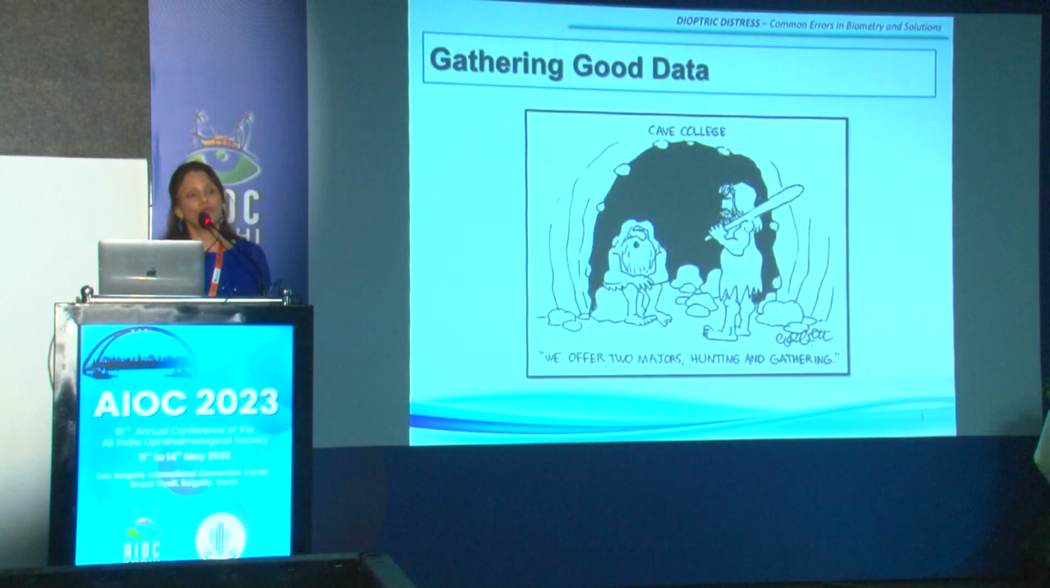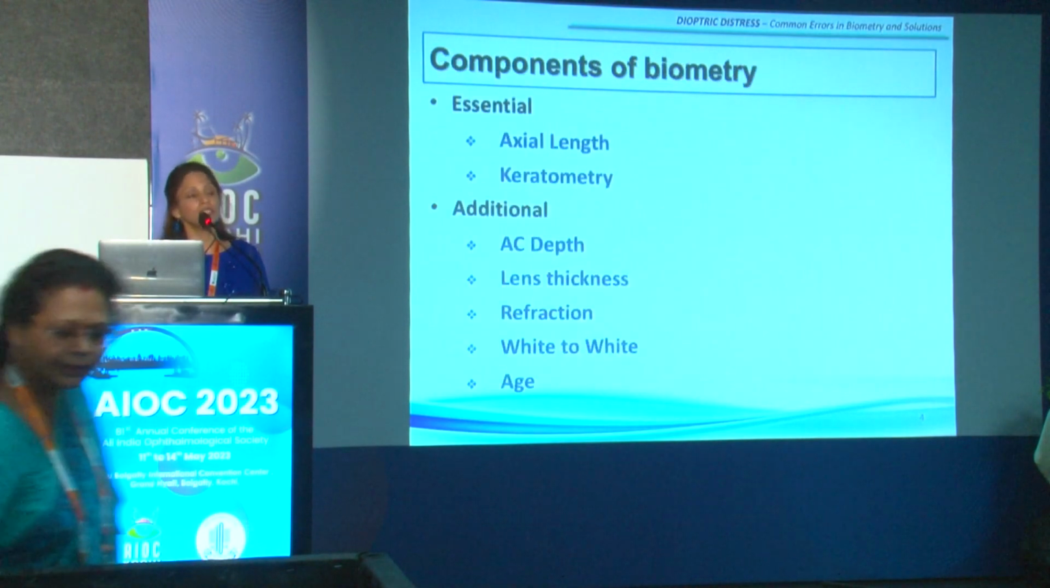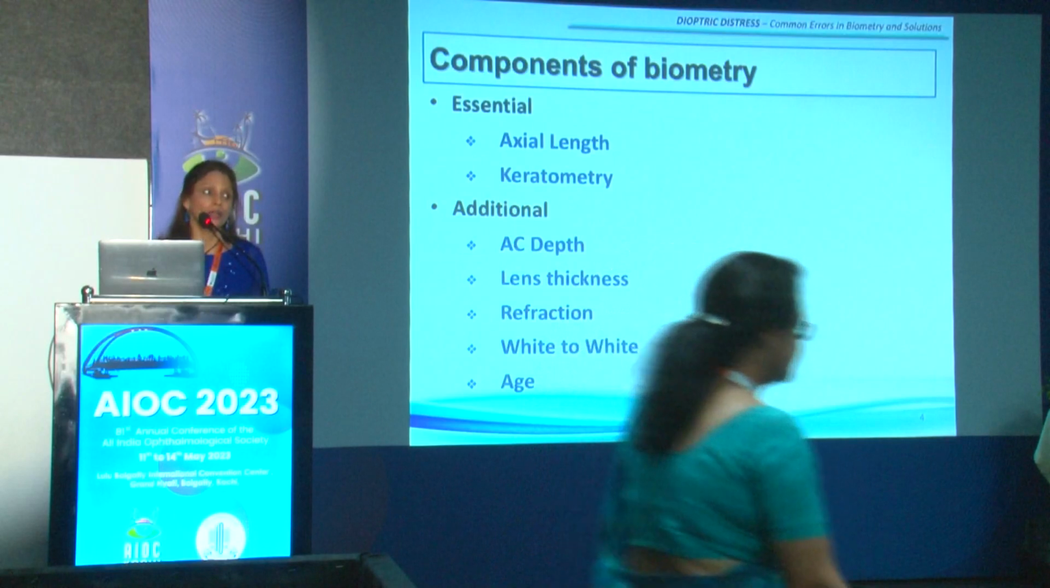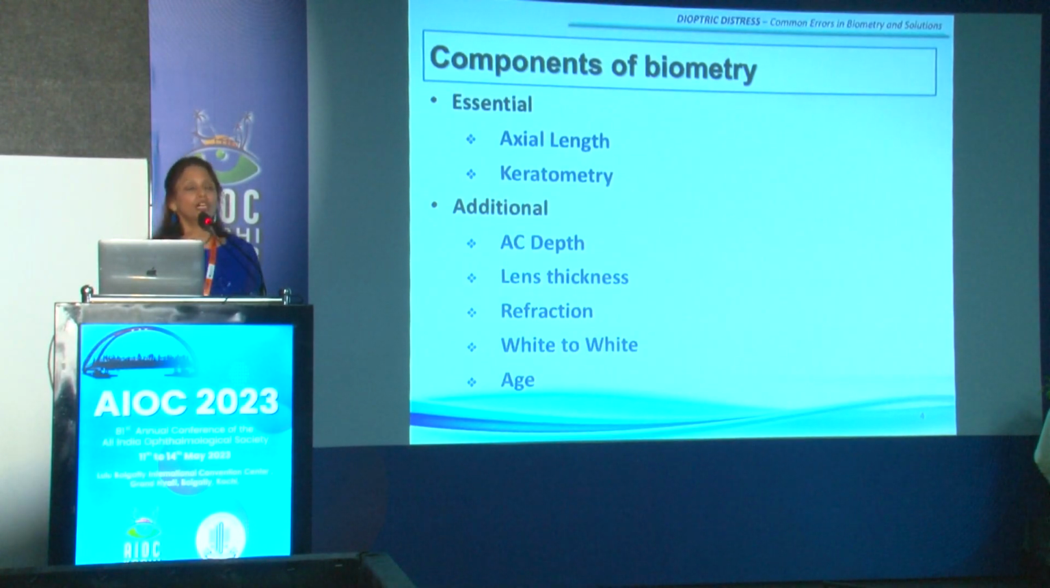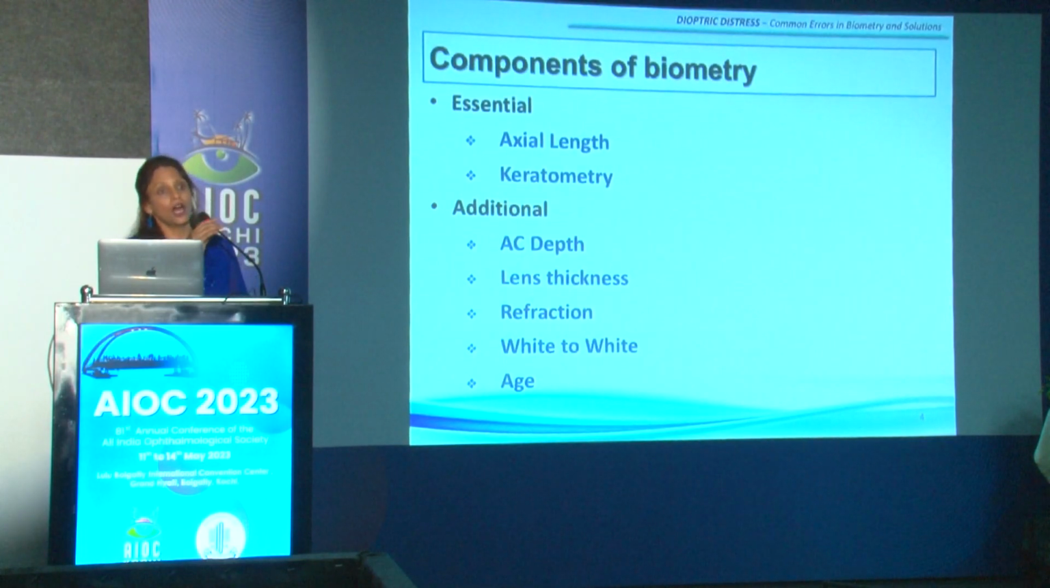So first and foremost important thing is gathering good data. So what is the essential data in this? It is your axial length and the corneal power, which we measure by keratometry measurements, and the additional inputs which can be taken are your AC depth, your lens thickness, refraction, the predicted refraction, the white to white, and the age, which are usually considered in Holladay 2 formulas.